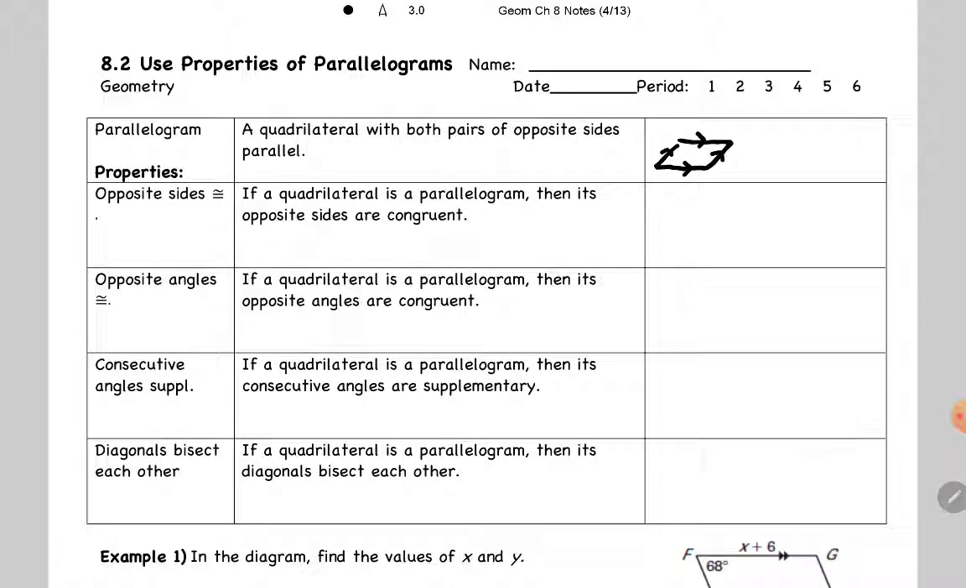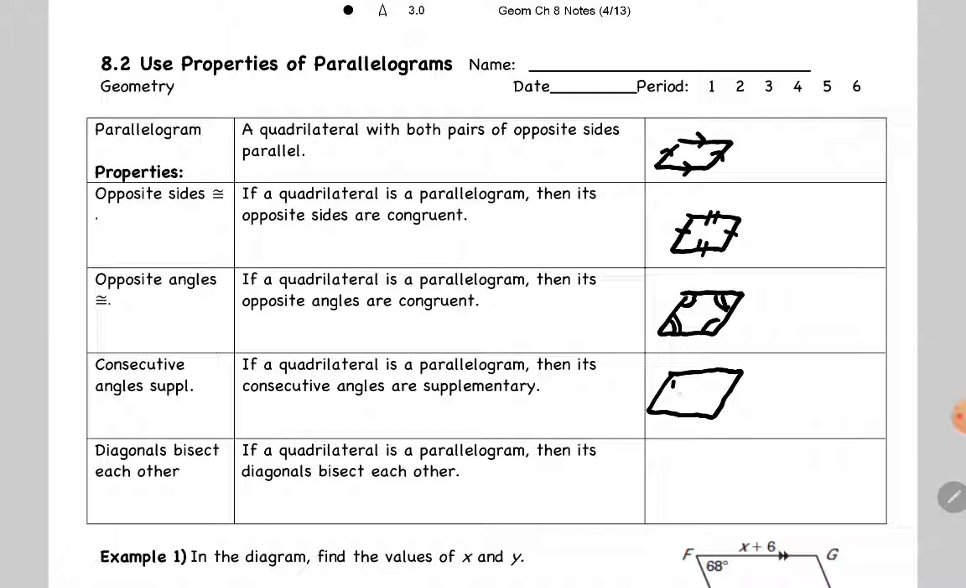But it has other properties. In a parallelogram, not only are the opposite sides parallel, they're also congruent. Opposite angles in a parallelogram are congruent. And consecutive angles are supplementary.